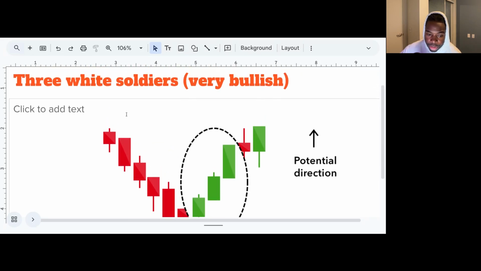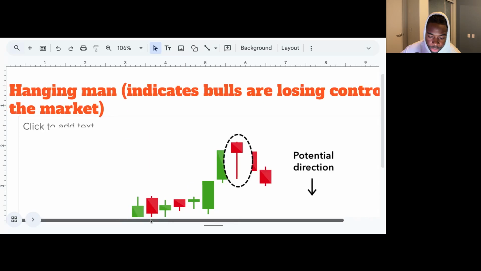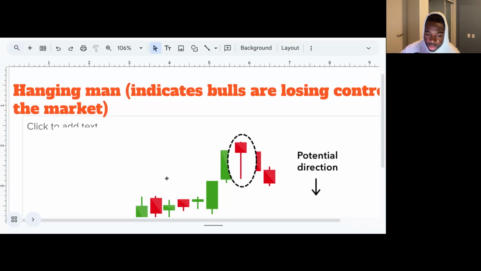And then last but not least, the three white soldiers, basically three big bull bars in a row, showing you that we're going up. All right, now these are going to be signs that we're going down. So these are really good signs of reversals that we're going back to the downside.